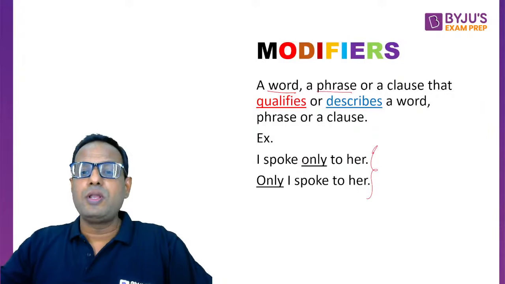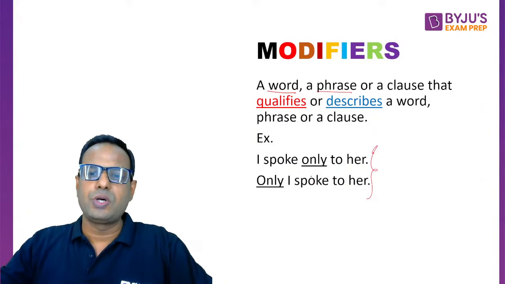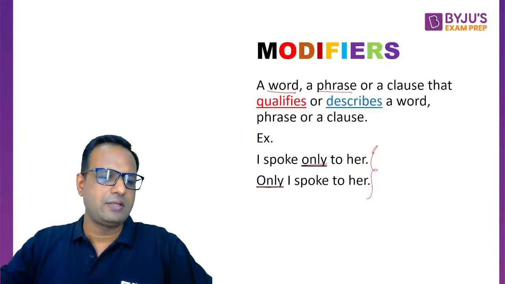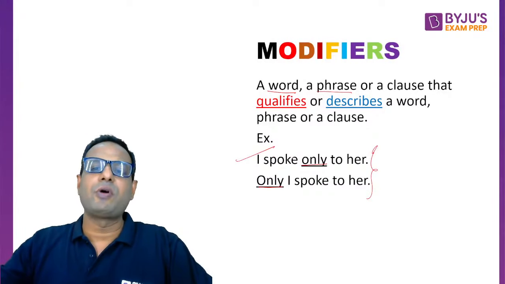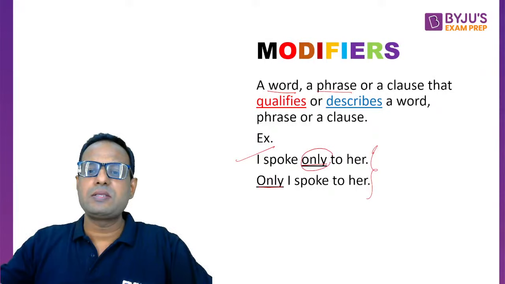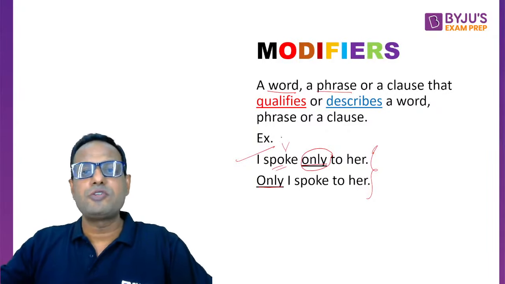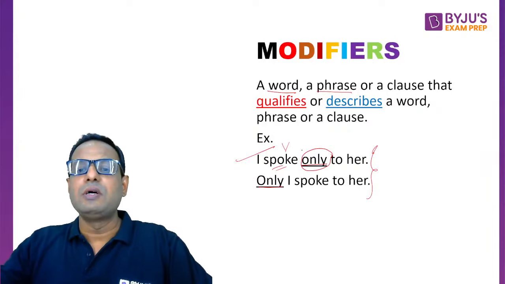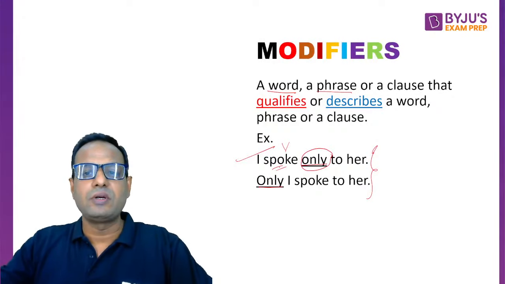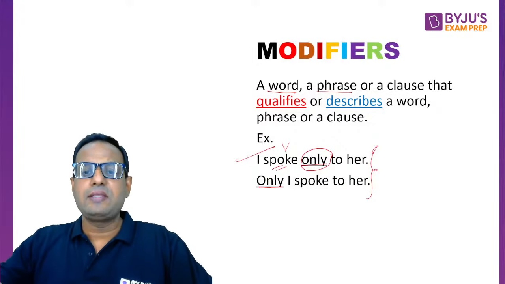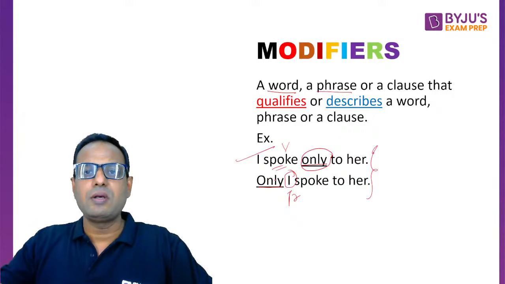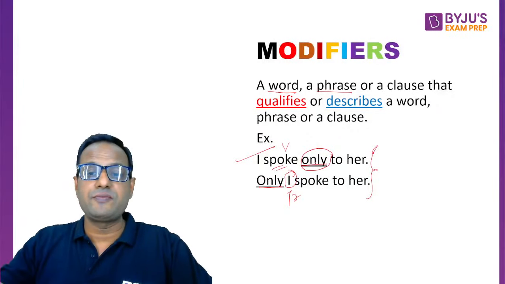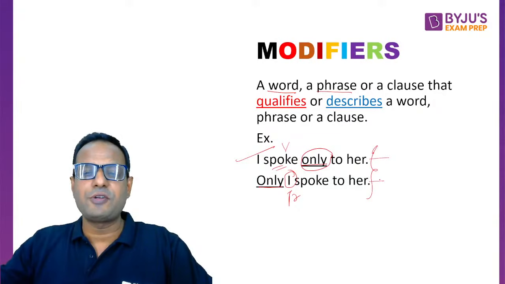I spoke only to her, and only I spoke to her. Please ध्यान दीजिएगा on the word that has been underlined. In the very first example of modifiers, the word only is coming next to a verb, which means in the first sentence, only qualifies the verb. Hence, it is an adverb, right? And in the second sentence, only qualifies a pronoun. So look at the placement. In both the sentences, only happens to be the modifier, but most interestingly, you might have seen that both the sentences have a different meaning.